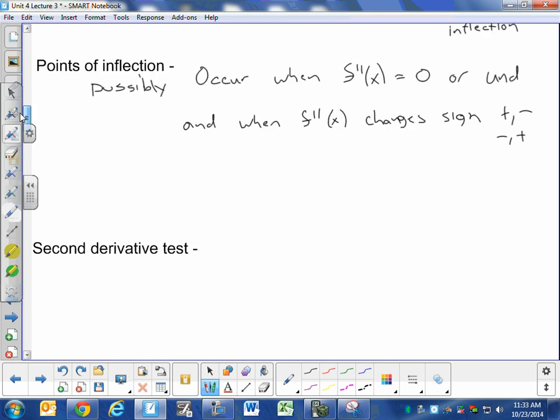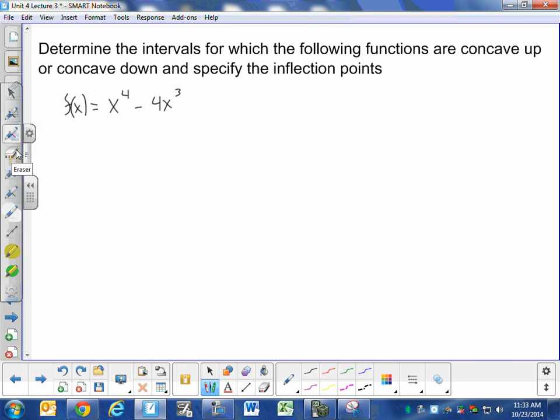So if I ask you a question, determine the intervals for which the following functions are concave up or concave down and specify the inflection points, really this question is just determine if the function is concave up or down and find the POIs. You're going to think, I'm going to do the same thing as what I was doing with the first derivative, with my number line and examining the signs of the first derivative, except I'm going to do it with the second derivative. That's it.